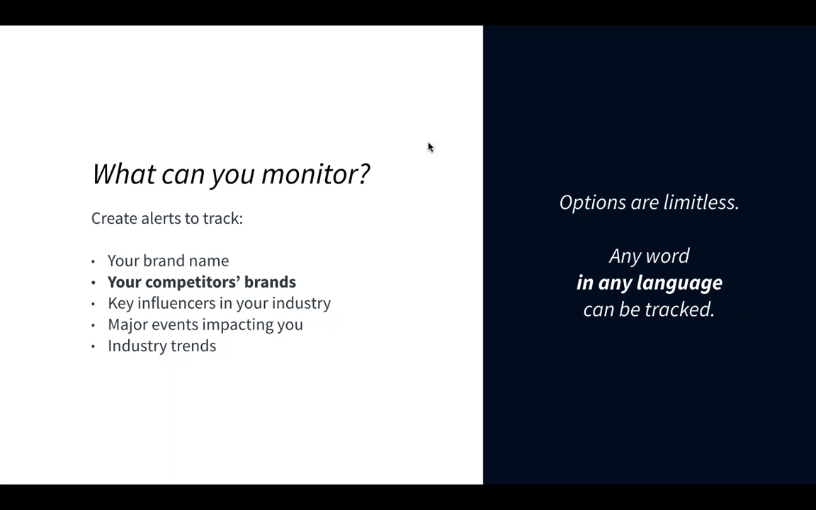So just to give you an idea of the kinds of things that you could monitor for, it doesn't have to just be your brand name, but it could be you, your brand name and your products. It can also be your competitors' brands and their products. We also help you monitor key influencers in your industry so you can keep track of what those big names are talking about. And then there's also broader topics, major events going on around you that don't directly impact you, but are still important, and also industry trends. As I wrote on the right of the screen, the options are limitless. It's keyword tracking.